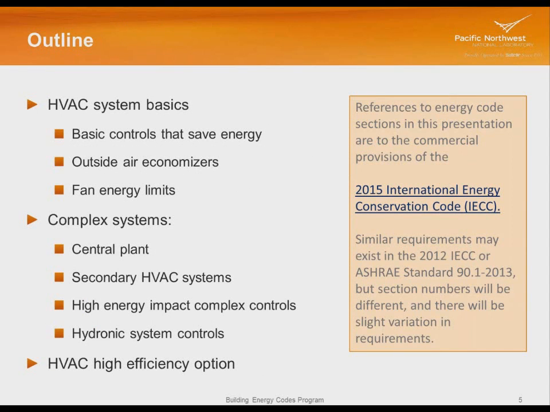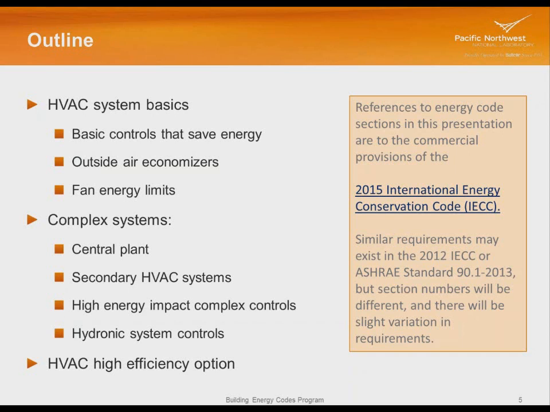Our outline overall is to just talk about some HVAC systems basics, basic controls that save energy, outside air economizers, fan energy systems. Then we'll move from more simple systems into complex systems where you've got a central plant, secondary HVAC systems, and the more complex controls involved with those systems, and hydronic system controls. And we'll also talk about the HVAC high efficiency option in the IECC energy code.